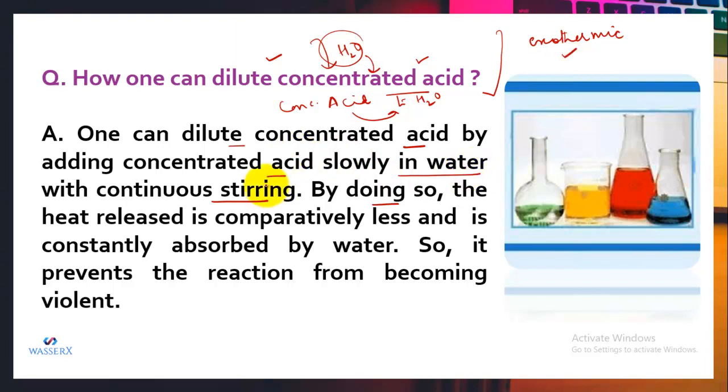So when we are continuously stirring, what happens? The heat release is comparatively less, because we are adding a small amount of acid to water and then stirring it. When we stir it, that heat is constantly absorbed by water, so it prevents the reaction from becoming violent. So this is how you can dilute concentrated acid, by adding acid to water drop-wise with continuous stirring, not water to an acid. Otherwise it will lead to an explosion.